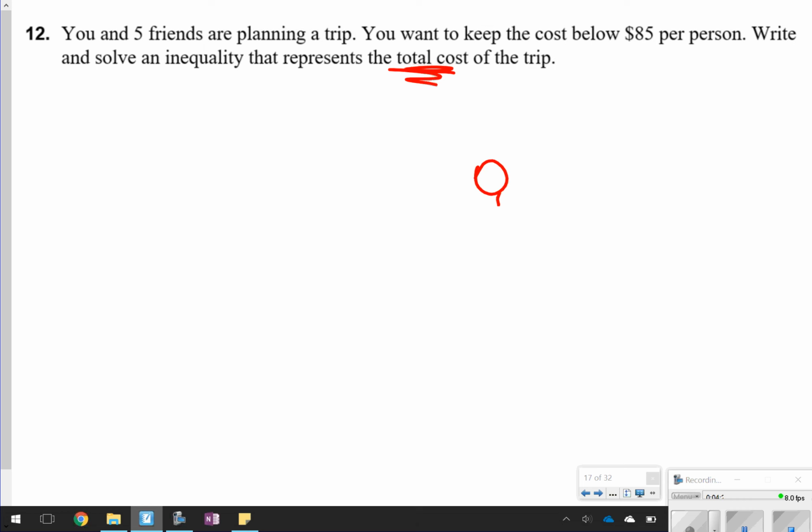So we know that 85 is going to be used, and we know that the number 6 will be used. The reason why number 6 will be used, it says you and 5 friends. Okay, I know that I want to keep it below $85 per person. It doesn't really say equal to, so I guess you would need to make sure that you keep it less than $85.